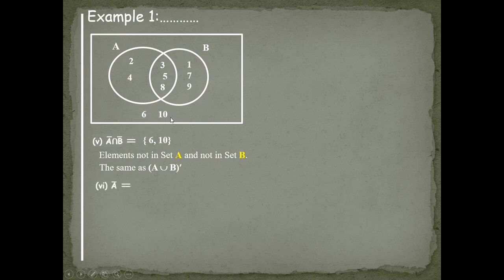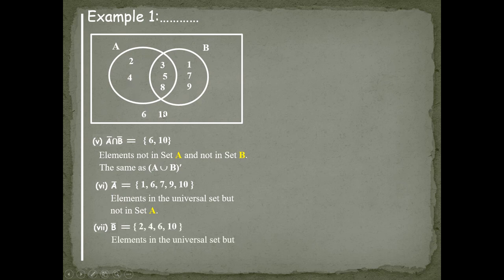Now A complement, elements within this universal set but are not in set A. Now if this is set A, which elements are outside set A? This is A. So which elements outside set A? We have this 1, 6, 7, 9, 10. B complement, we shall take elements, this is now B, within the universal set but outside B, which is 2, 4, 6, 10.